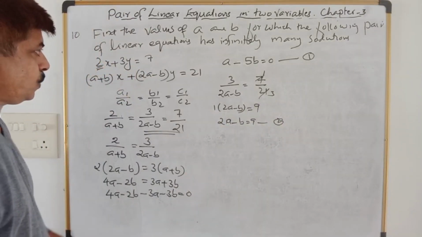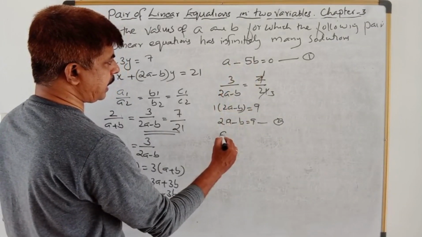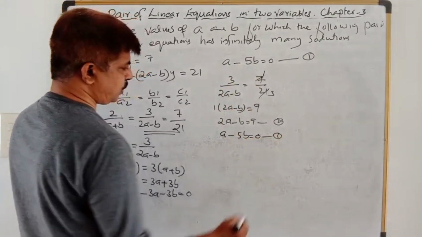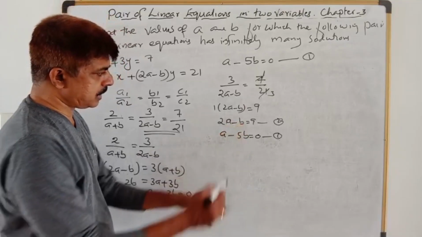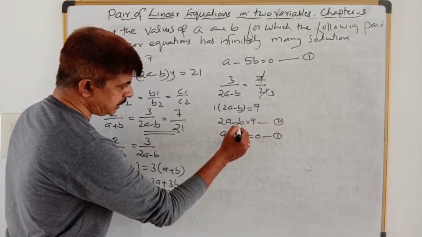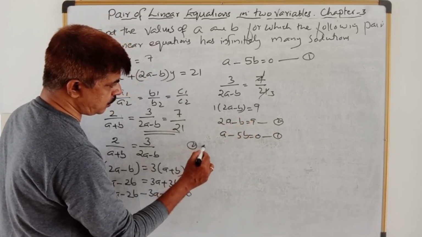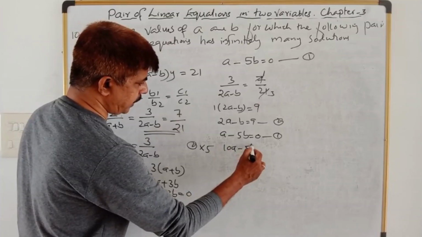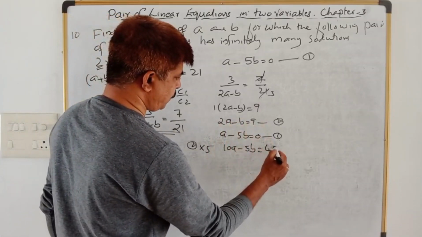Now from 1 and 2, the first equation is a minus 5b is equal to 0. Let us eliminate b, so the coefficient must be common. For the second equation, I am multiplying by 5. 10a minus 5b is equal to 45, since 9 fives are 45.